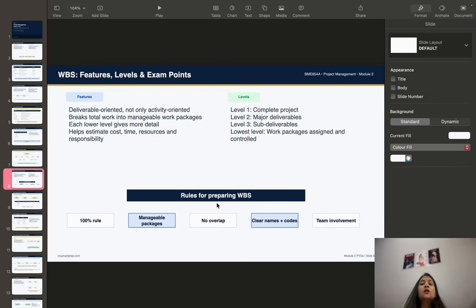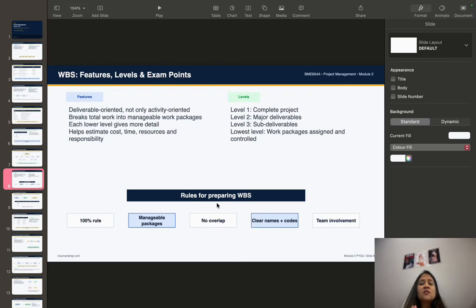I repeat, while preparing the WBS, remember these rules. Okay, first one is make packages manageable. Second is avoid overlap. Third is give clear names and codes. And fourth is involve the project team.